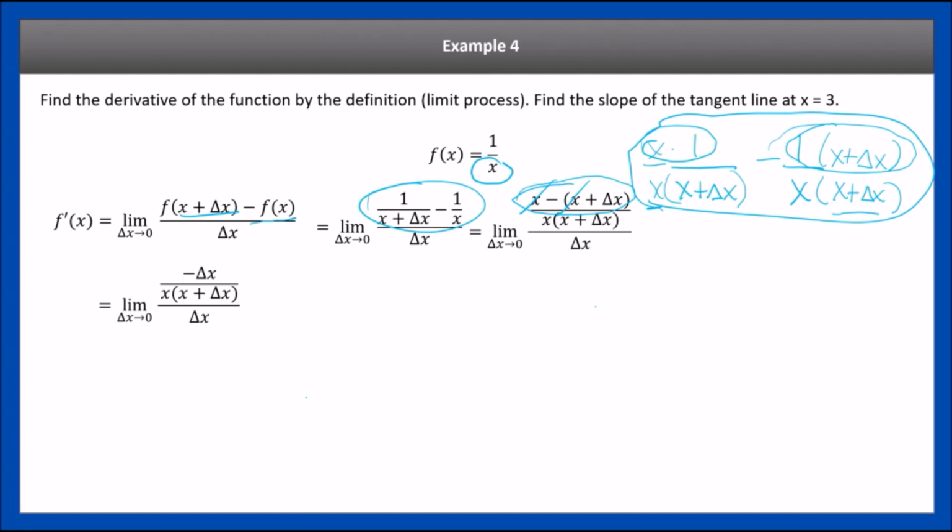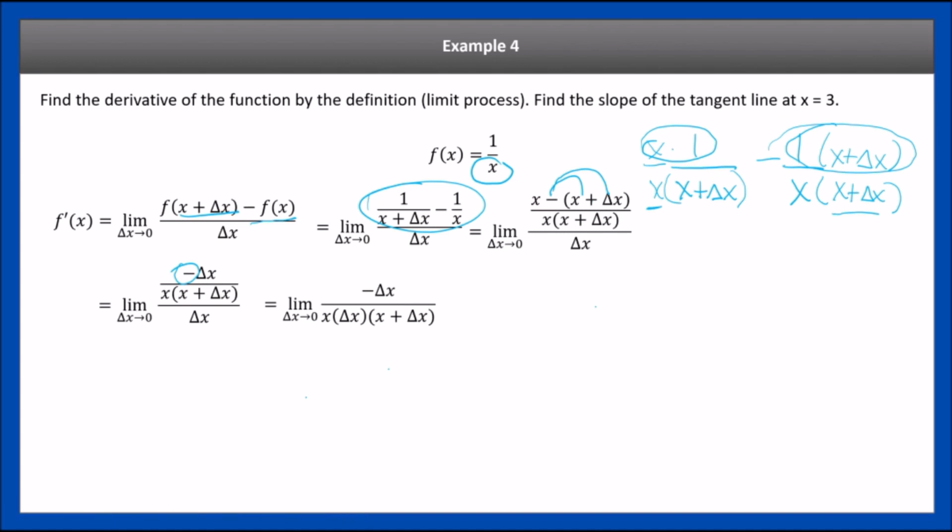And then we're going to make sure to distribute the negative sign here. So this is going to be negative. That's why I have the negative right there. All right, and then we're going to bring this denominator down, which is what I do here. And then notice that these delta x's cancel. So that leaves me with -1 over x times x plus delta x.